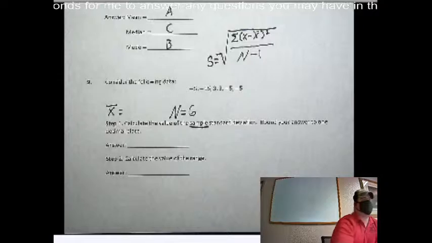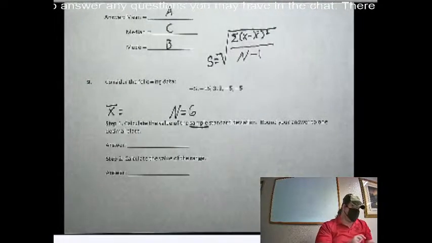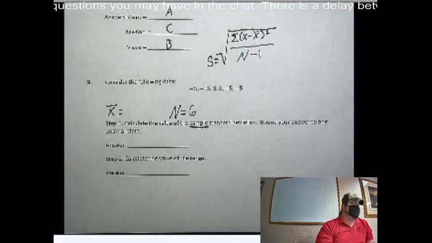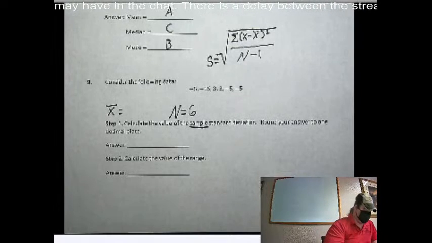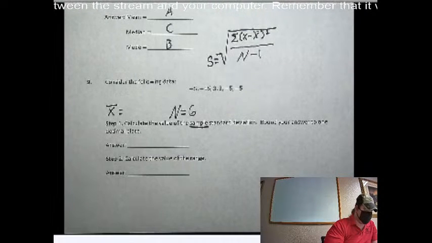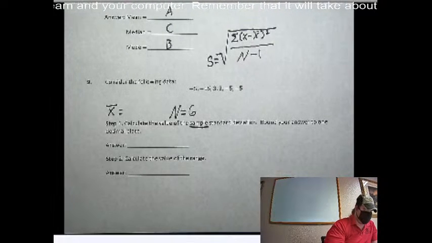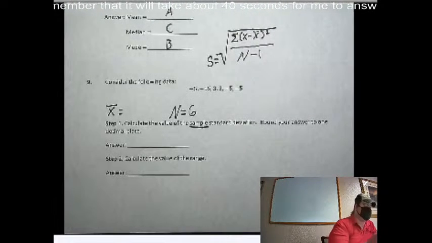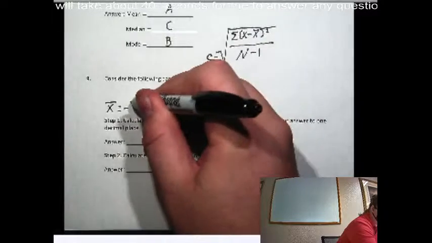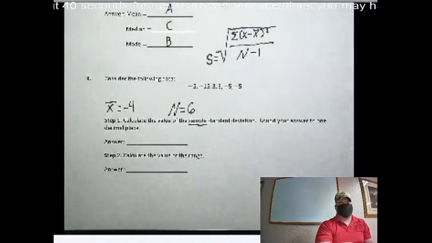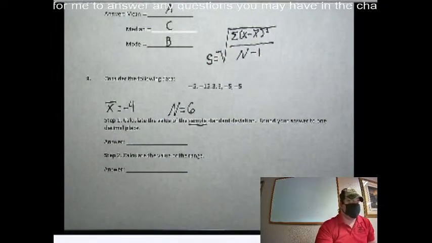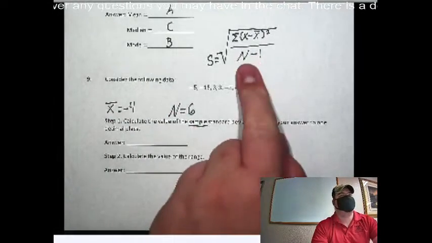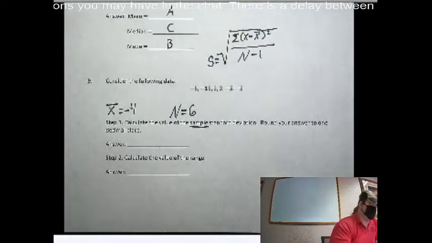Okay, so let's find this mean. We need to add all these numbers up and then divide by n, our 6. So -5 plus -15 plus 3 plus 3 plus -5 plus -5 gives us -24. Divide that by 6, that gives us -4. Okay, so there's our sample mean. Now we can take these numbers, put them into our formula, and see what we get.